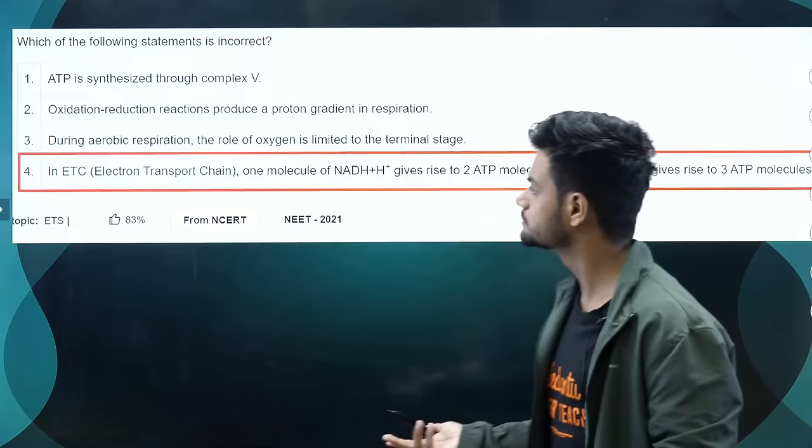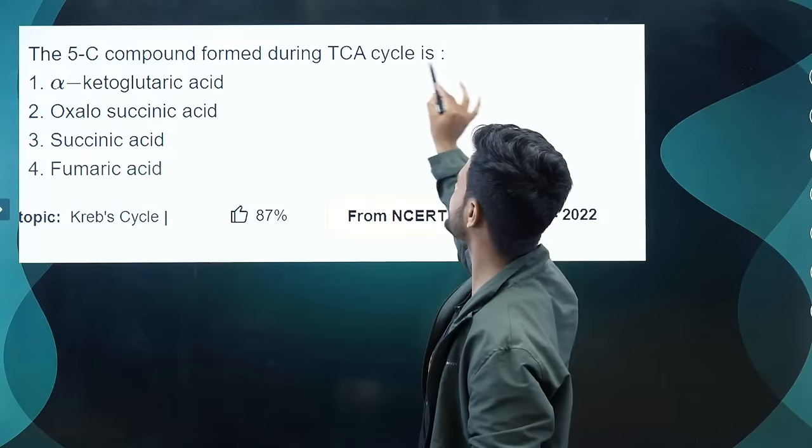Next question. The 5-carbon compound formed during the TCA cycle. Friends, there is only one 5-carbon compound. So remember the trick for this.